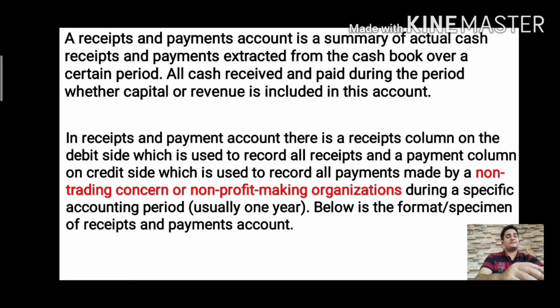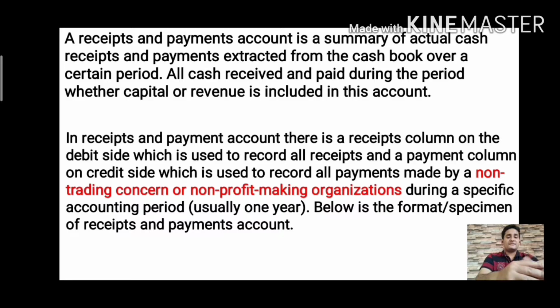While preparing the receipts and payments account, you have to record both capital and revenue nature transactions: capital receipts, capital payments, and revenue receipts and revenue payments. In the receipts and payments account, there is a receipts column on the debit side which is used to record all receipts, and a payment column on the credit side which is used to record all payments made by a non-trading concern or non-profit making organization during a specific accounting period, usually 1 year.